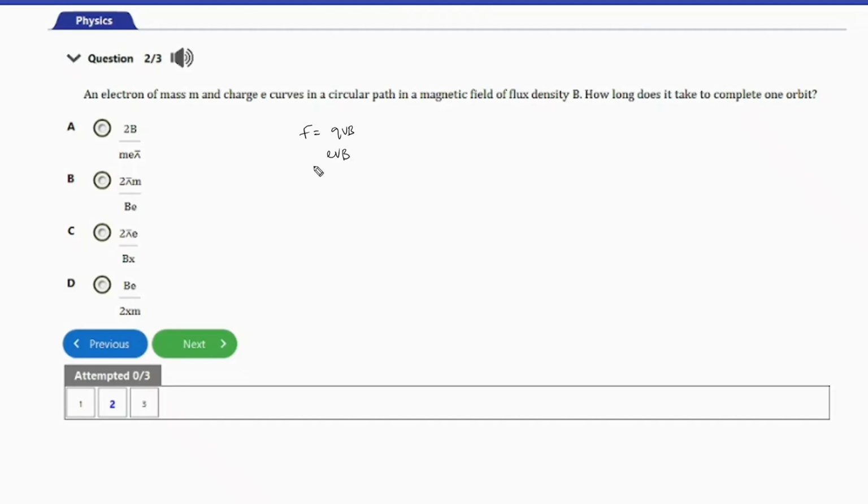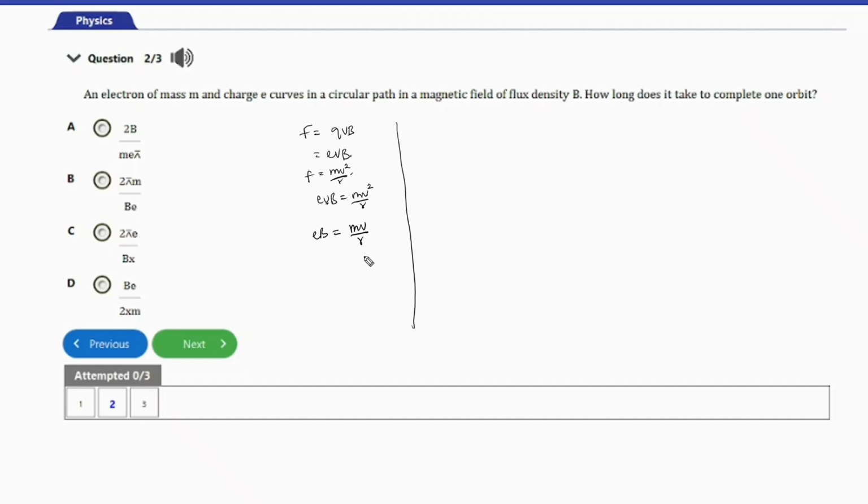So let's also recall that F is equal to mv squared over r. If we equate the two, that becomes eVB is equal to mv squared over r. In this case, we can cancel out one v from here and eliminate the v from here. So in that case, we are going to have that eB is equal to mv over r.